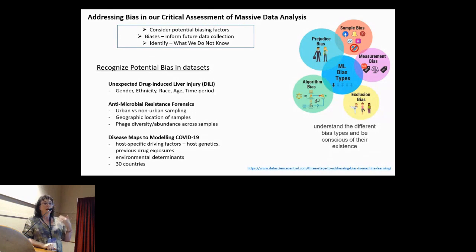Thinking about other things that could be involved that would impact the analysis you're doing and the outcomes of what you're looking at. So even the disease maps, modeling COVID-19, which was brought up in the keynote this morning. We have genetic variability we're looking at for all sorts of diseases. But again, we're looking at host genetics, we're looking at environmental determinants. There are a lot of other factors out there that could be impacting what we're looking at.